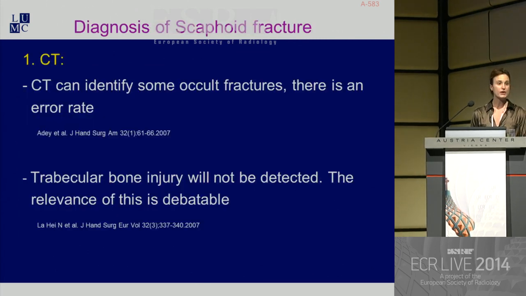So when we have the clinical suspicion of a scaphoid fracture and the conventional X-ray is negative, we have different methods to help us in the diagnosis of an occult scaphoid fracture. First, we have the CT. As you know, the CT can identify some fractures, but there is, of course, an error rate. And the CT is not good enough to make the diagnosis of some trabecular bone injuries. The relevance of this is questionable.